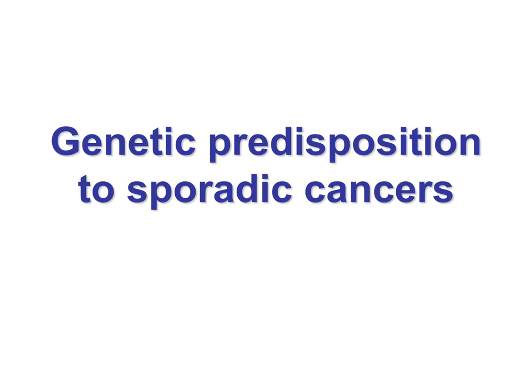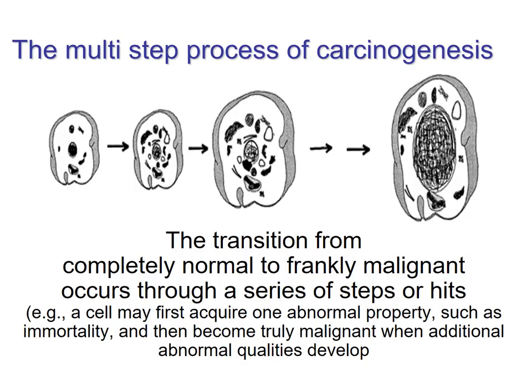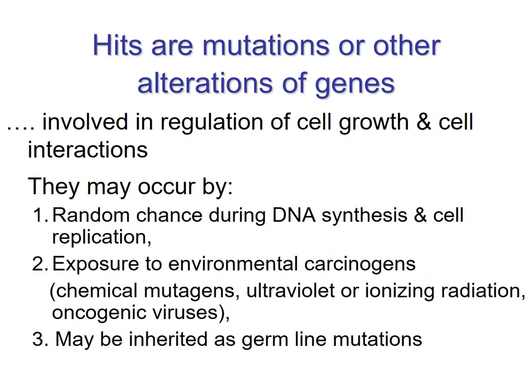But then there are also certain sporadic cancers, meaning not necessarily clustering in a family, but due to genetic predisposition. So for that, we have to again go back to the cancer biology, which explains the multi-step process of carcinogenesis. Let us remember that cancer does not take place overnight. The transition from completely normal to frank malignant appearance occurs through a series of steps. A cell may acquire one abnormal property like immortality, then become truly malignant when additional abnormal qualities develop. All this occurs by hits, or mutations, in the relevant alleles.